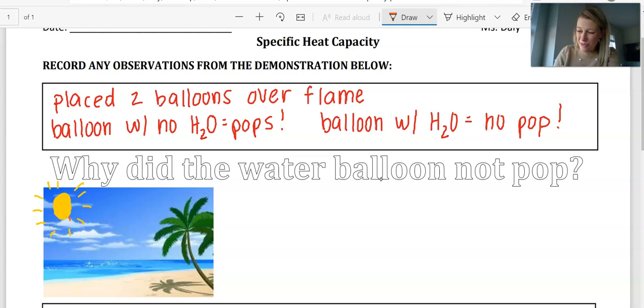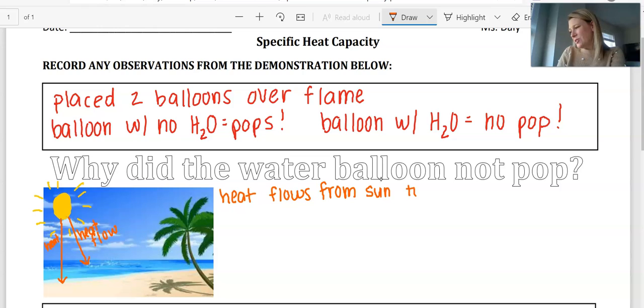So the heat flows from the sun to the water, okay? And it also flows from the sun to the sand. Okay, so this is also heat flow. And so again, heat flows from the sun to the sand and the water.